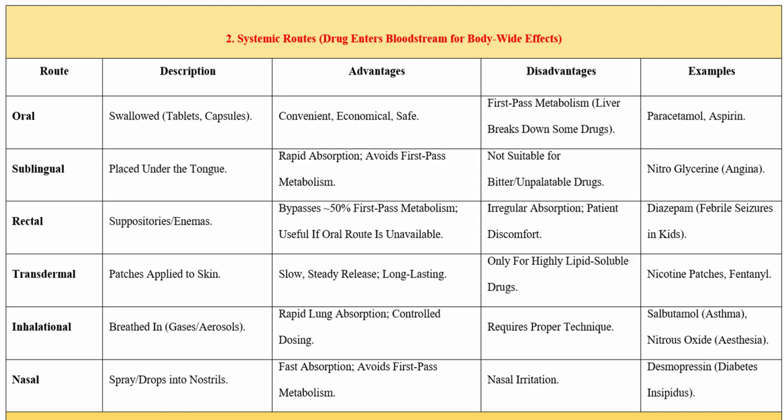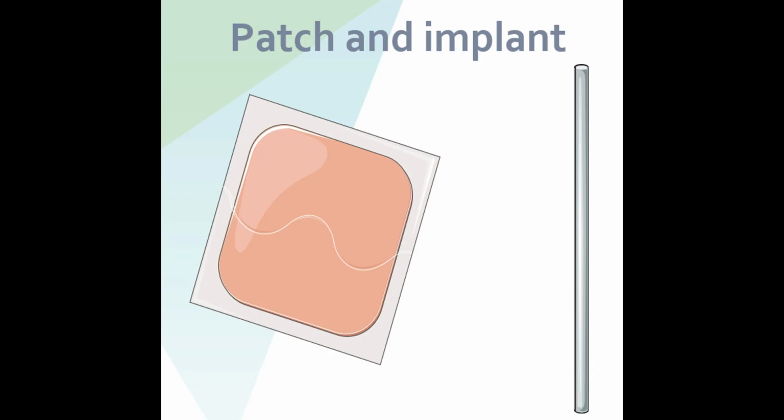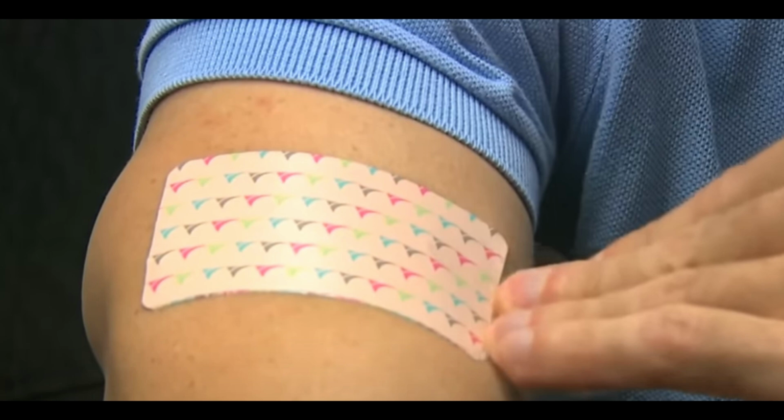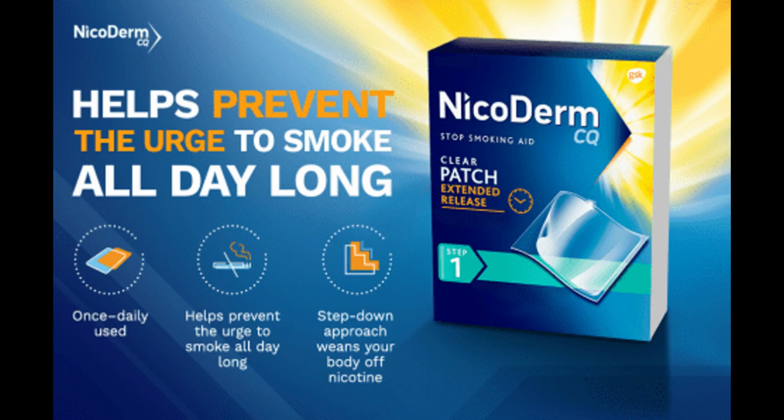And the fourth route is the transdermal route. These drugs are absorbed through patches on the skin. They offer a slow, steady release and longer lasting effects. Only suitable for highly lipid-soluble drugs. Examples, nicotine patches and fentanyl.